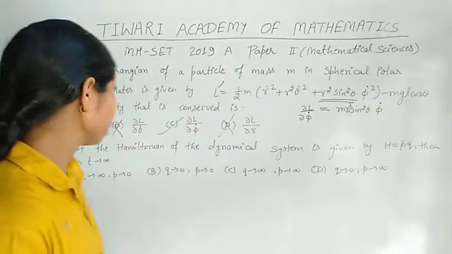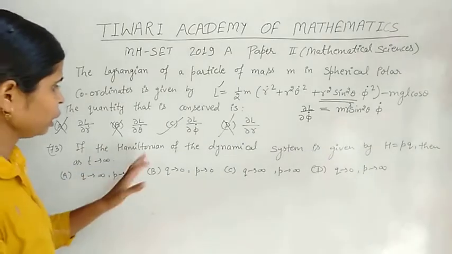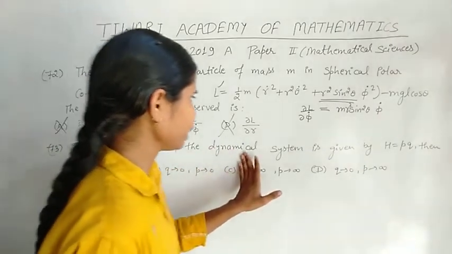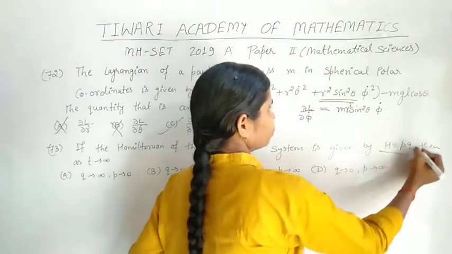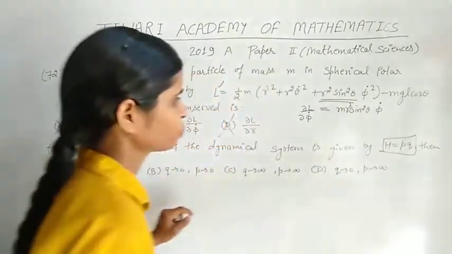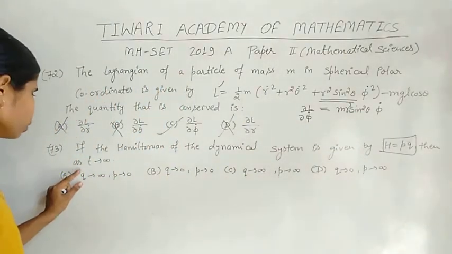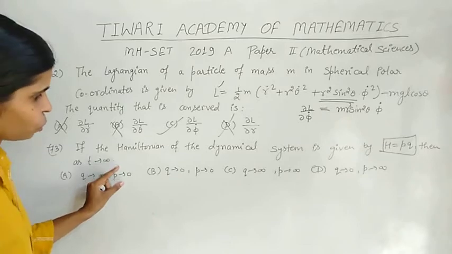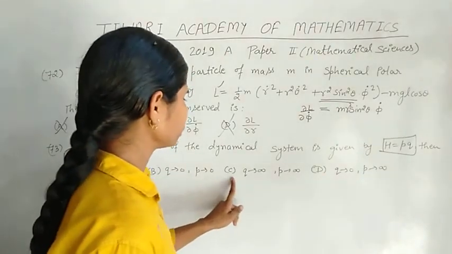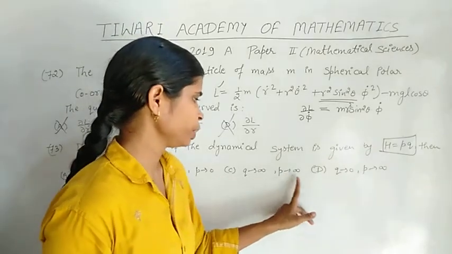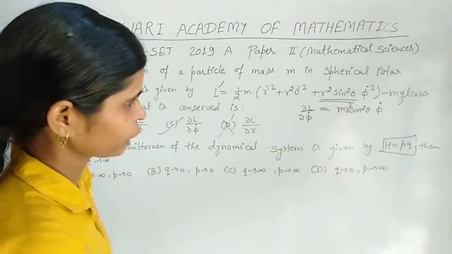Next question, question number 73. If the Hamiltonian of the dynamical system is given by H equals p times q, then as t tends to infinity: option A, q tends to infinity and p tends to 0. B, q tends to 0, p tends to 0. C, q tends to infinity, p tends to infinity. D, q tends to 0, p tends to infinity.